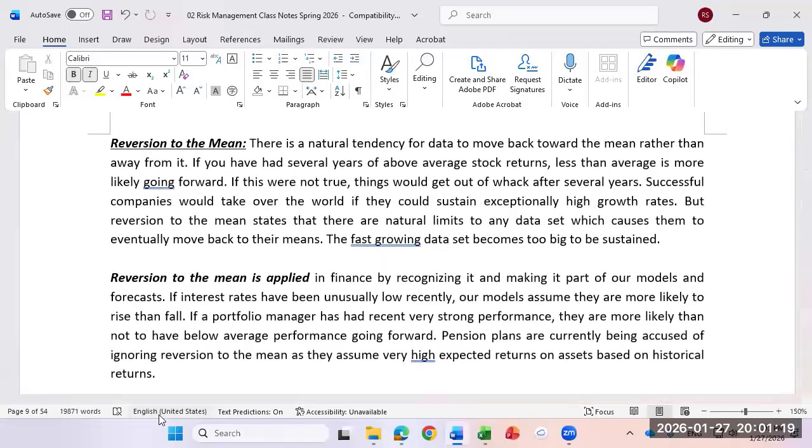Reversion to the mean is just a natural tendency for things to move back to average over time. We see this in nature. If a 7-foot man marries a 6'8" woman, will they have tall children? Yes, but their children will be shorter than they are. So if that wasn't the case, what would happen? You would have a 50-foot tall man. So nature somewhat naturally does that. We see that in finance.